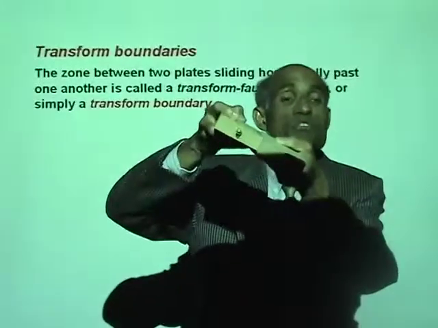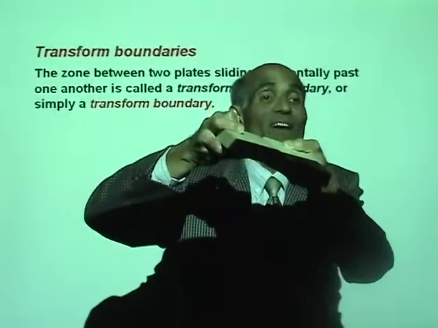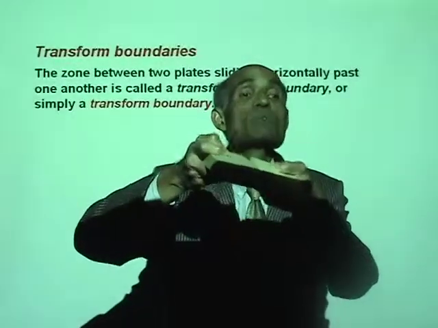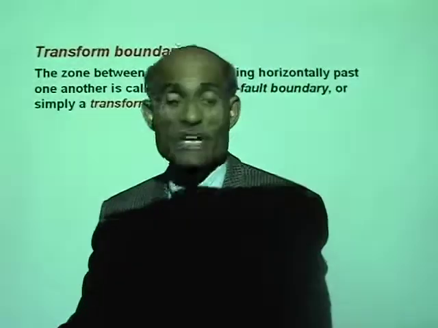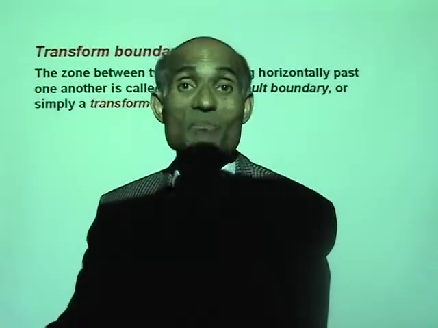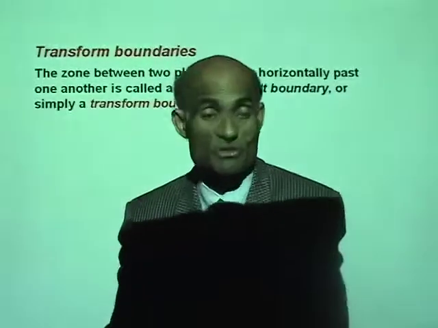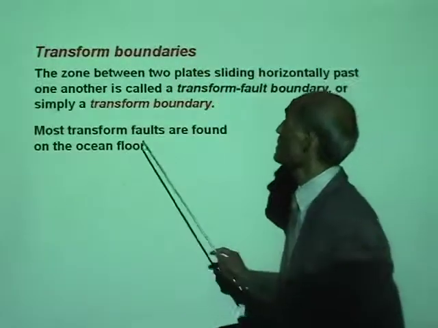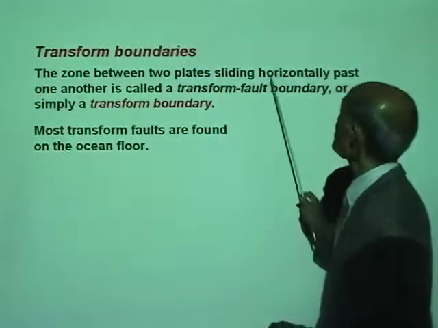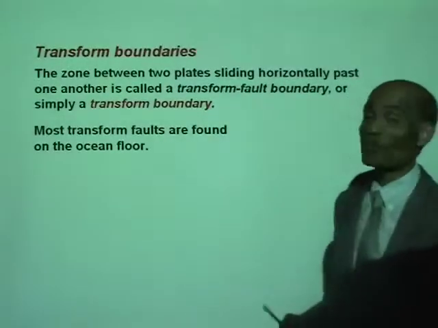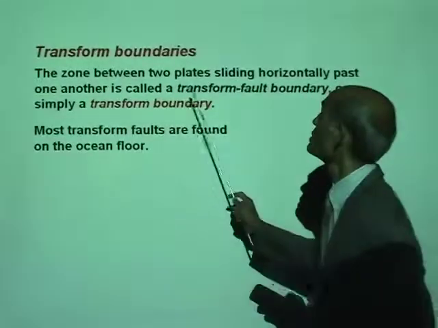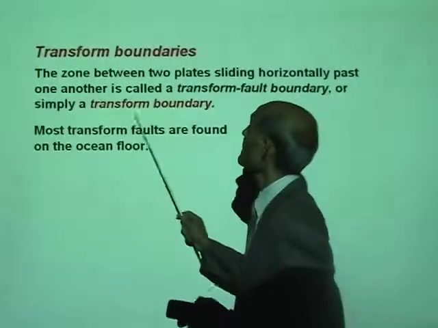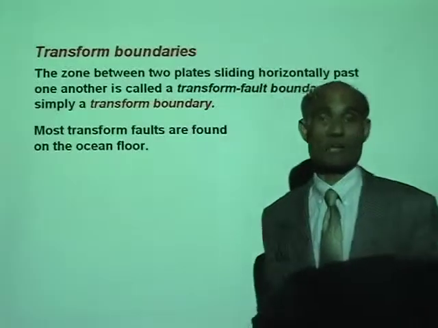But there can be considerable interlocking, and there are broken pieces of the plates. Those broken pieces will then shudder many times as the sliding continues, and that will create considerable earthquake regions there. So the zone between two plates sliding horizontally past each other is called a transform fault boundary, or simply a transform boundary.